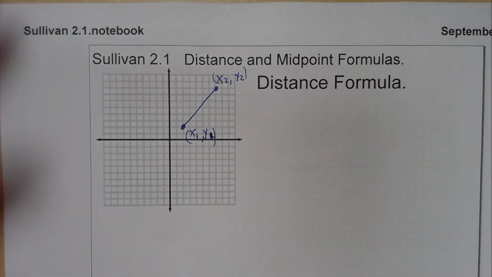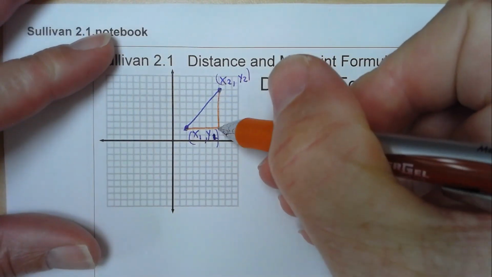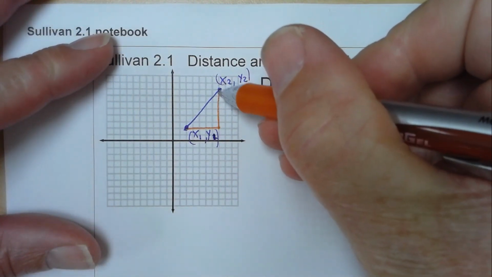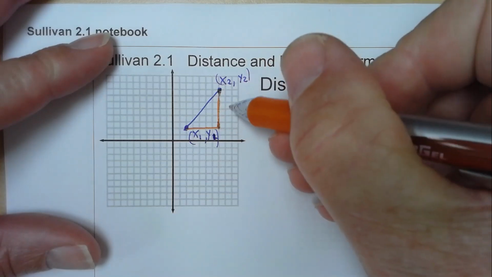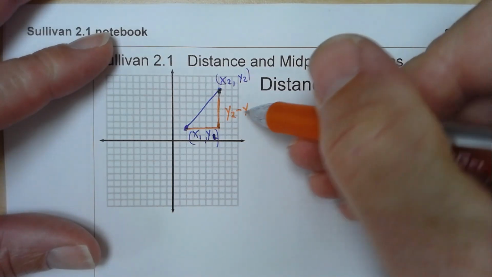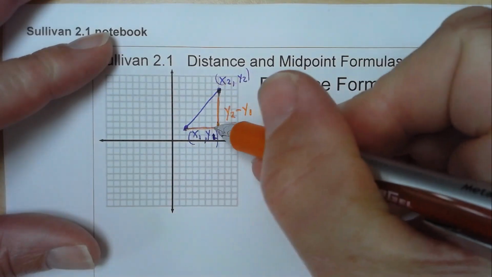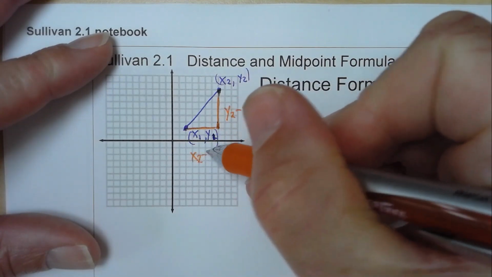So what you do is you just complete the right triangle. And then you say, hey, how far is it from here down to there? Well, that would be the difference of the y's. So it's y2 minus y1. And the same thing here. How long is this orange side here? Well, this orange side is x2 minus x1.